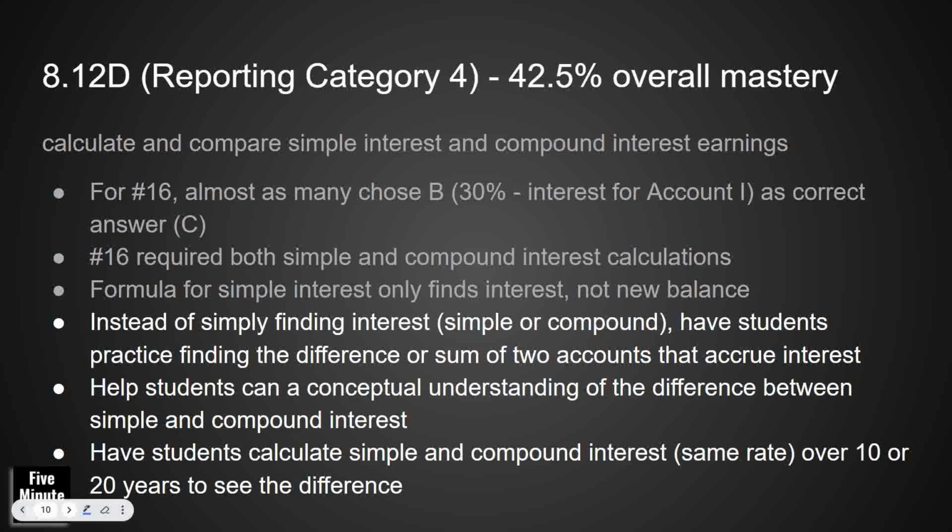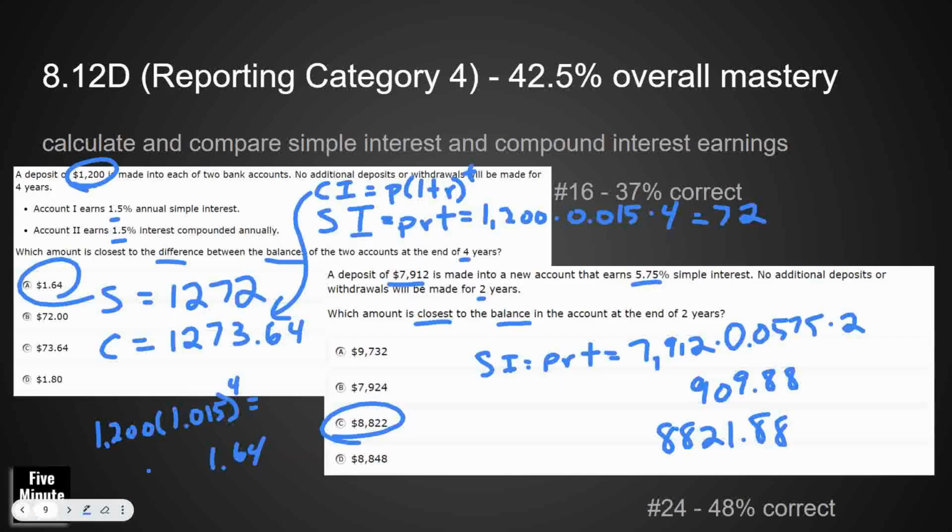So for number 16, almost as many chose B, 30%, as the correct answer of C. So let's go back and look at number 16. For number 16, we had 30%. I'll put that in a different color right here. 30% chose that B, whereas the correct answer was 37%, and that chose A.